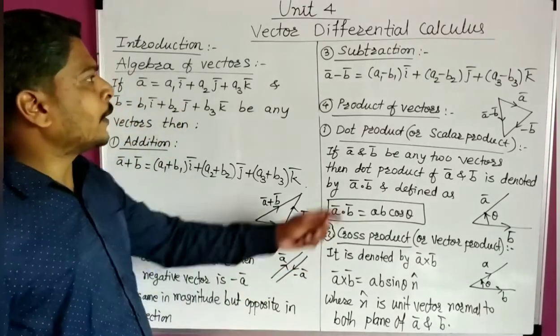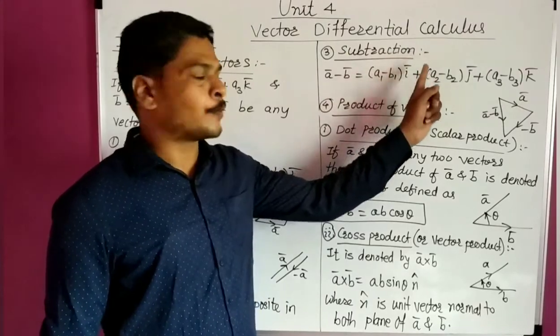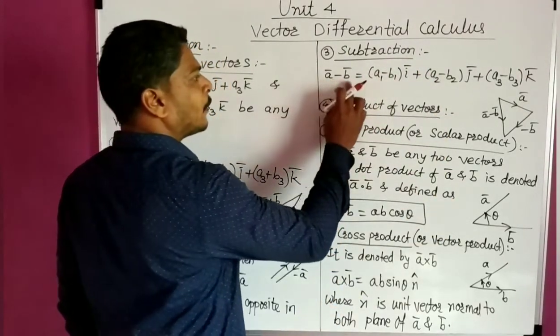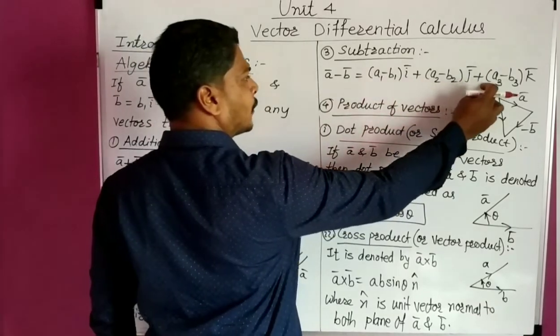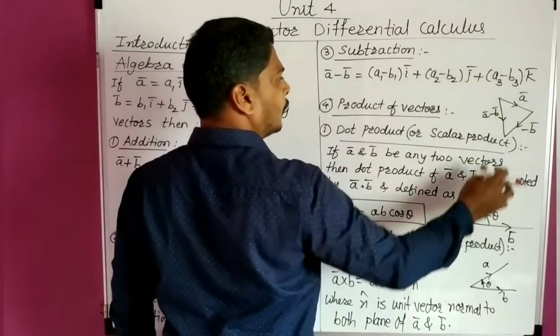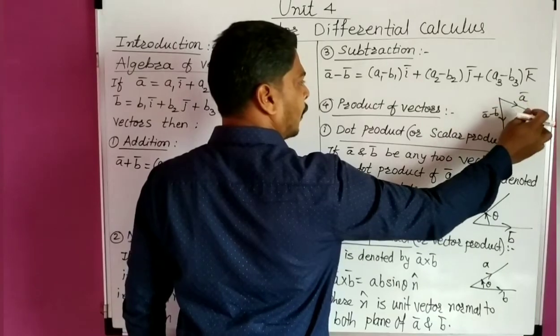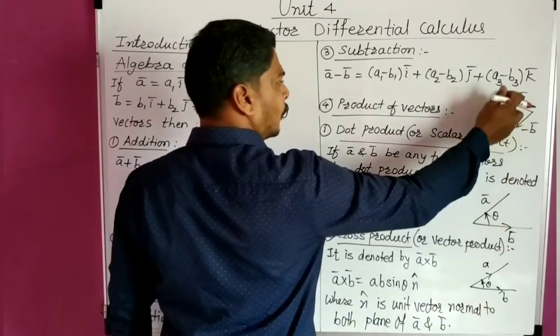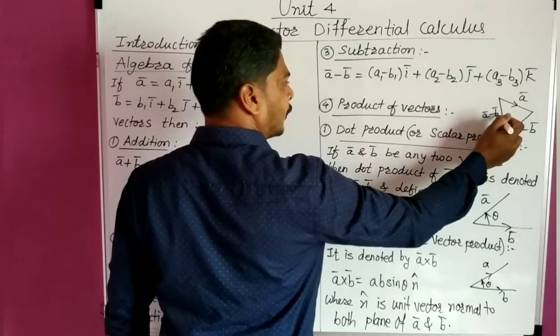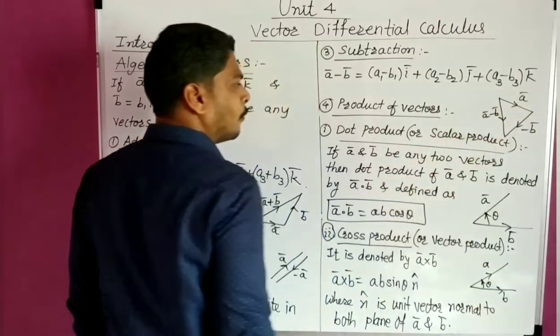Now next is subtraction of two vectors. A bar minus B bar becomes A1 minus B1 i bar plus A2 minus B2 j bar plus A3 minus B3 k bar. If this is vector A bar and this is vector minus B bar, both in the same direction, then the resulting vector is A bar minus B bar.